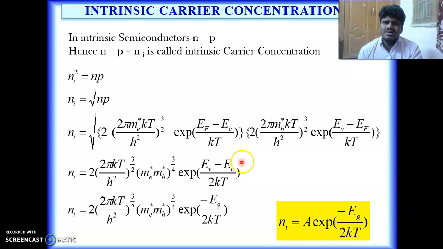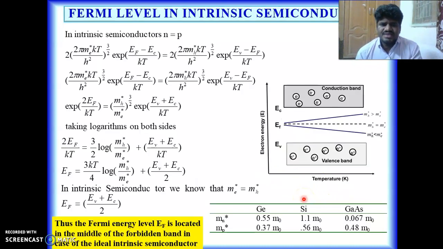Okay, next, intrinsic carrier concentration. We already know that n is equal to p equal to ni. Therefore, ni square is equal to np. Then substitute the value of n and p. Then we can get ni is equal to 2 (2π kT / h²) whole power 3/2 (m_e* m_h*) whole power 3/4 exponential minus Eg by 2kT. Here we can represent this as a constant parameter. Then we can simply write ni is equal to A exponential minus Eg by 2kT. This is the intrinsic carrier concentration of the intrinsic semiconductor.